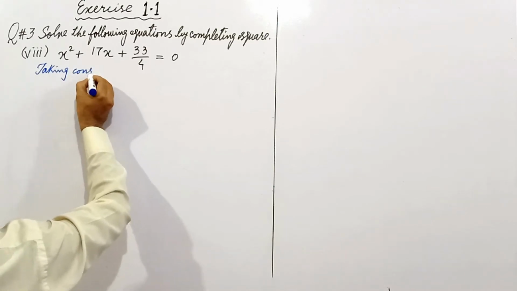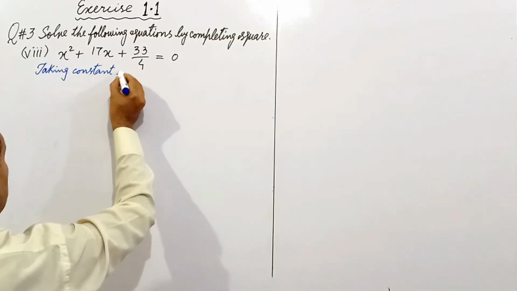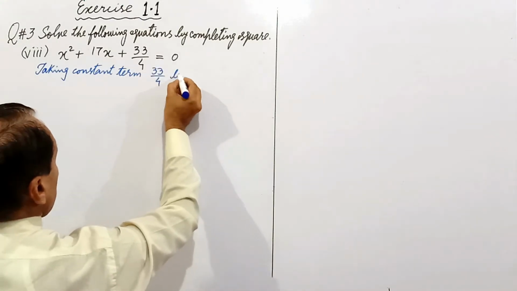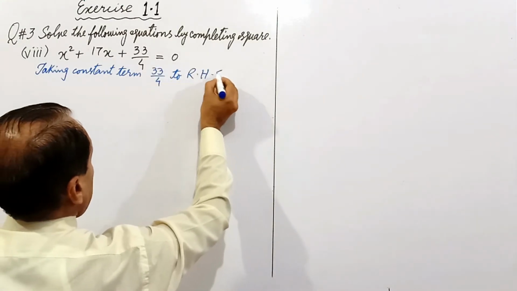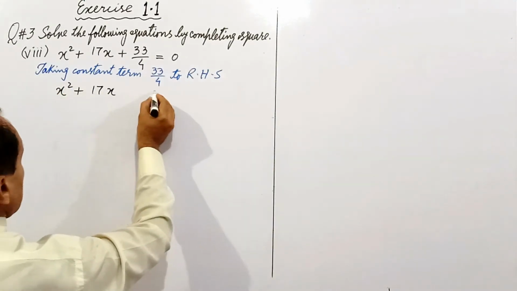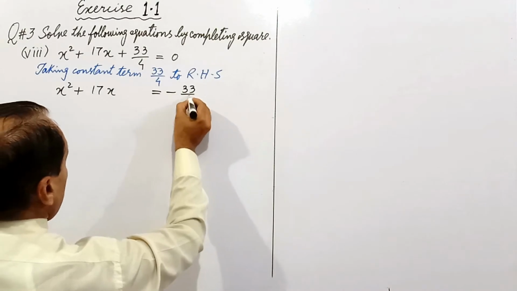Taking the constant term 33 by 4 to the right hand side, we have x square plus 17x is equal to minus 33 by 4.